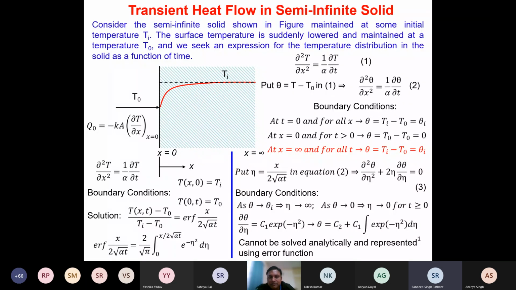Sir, would there be another way to non-dimensionalize it without using alpha, the thermal diffusivity? So we are non-dimensionalizing it, right? Is there a way to non-dimensionalize without using alpha in this case? Okay, without alpha can we non-dimensionalize it? That's what you are saying? Yes, sir.